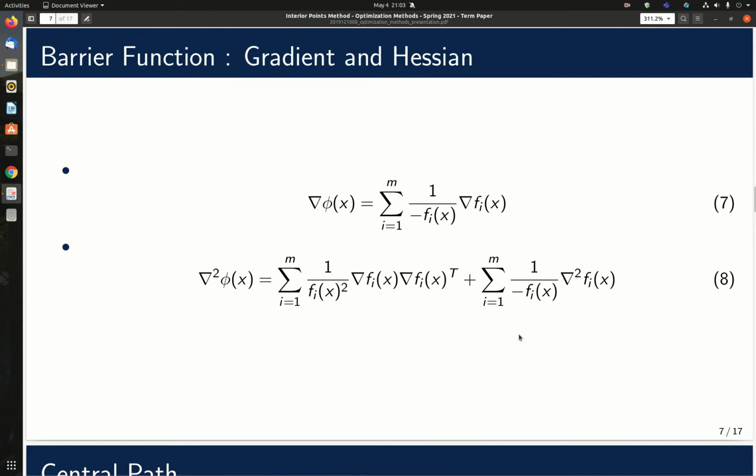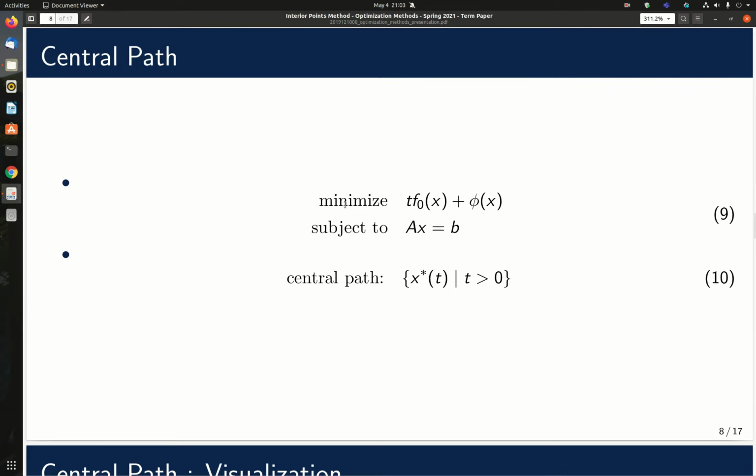Now this is just the computation of the gradient and Hessian of this barrier function, and this will be used here. So what we really want to do is remember that this phi of x is the barrier function. We just multiplied t so that we want to capture it in a nice fashion. It is the same function as before. So we want to now minimize t times f naught of x plus phi of x subject to this equality constraint.